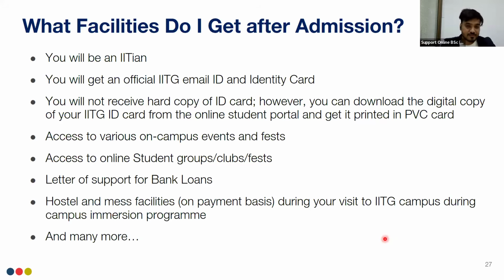So yeah, what facilities do you get after admission? Of course, you'll be an IITian. There is no doubt about that. Additionally, you will get an official IITG email ID and identity card. You will not receive a hard copy of the ID card, but you can download the digital copy of that ID card and get it printed via PVC card. So it will resemble the actual physical copy of the ID card.